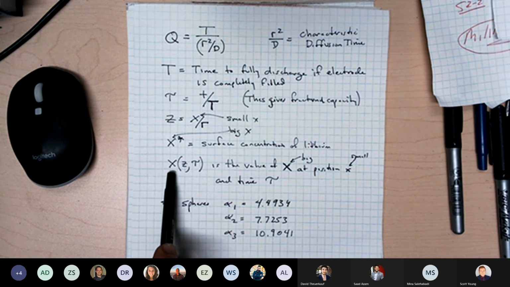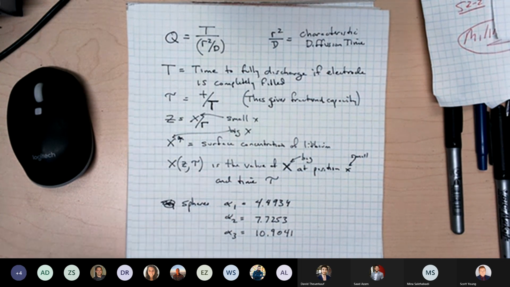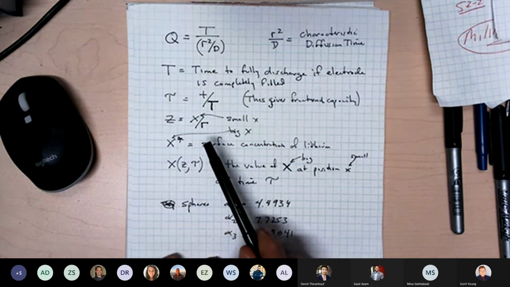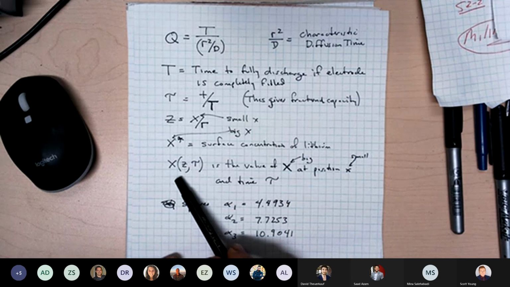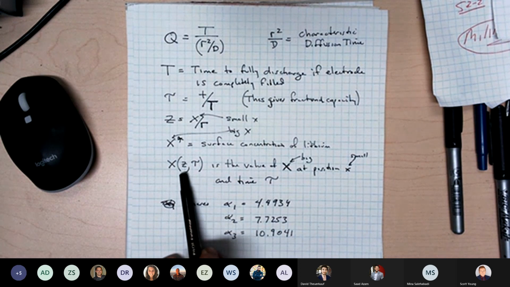And then the lithium content at any point in the particle is a function of the position in the particle. So for a sphere, which is spherically symmetrical, there's only one position variable that matters, and that's how far you are from the center of the sphere, and that's Z. Same for the cylinder. It only depends on how far you are from the center. And for the slab, it only depends how far you are from the midpoint of the slab.